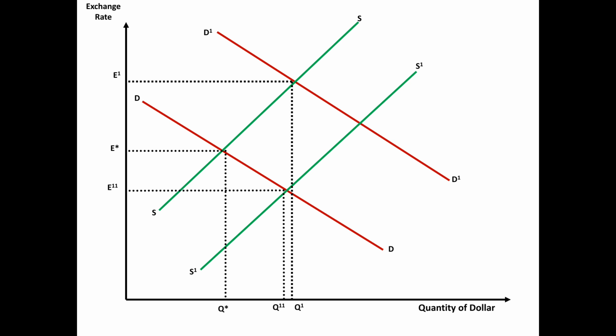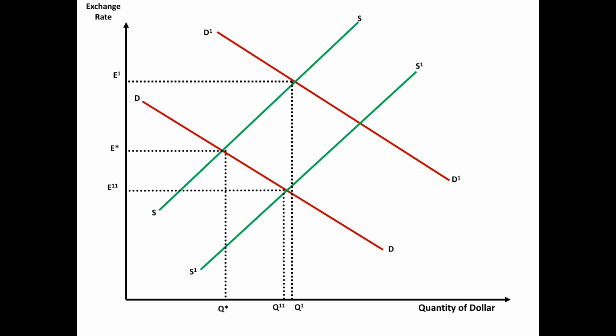One point needs to be remembered here. Appreciation and depreciation take place as a result of changes in market forces alone. When the same thing happens as a result of deliberate interference and influence on the part of the monetary authority, we call it revaluation and devaluation. So here it is an appreciation in the value of the dollar as a result of an increase in the demand for dollars. Now let us explore another possibility.